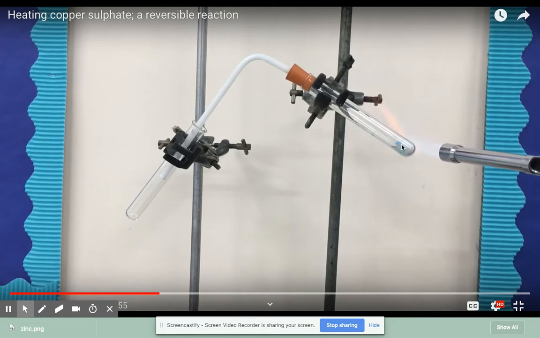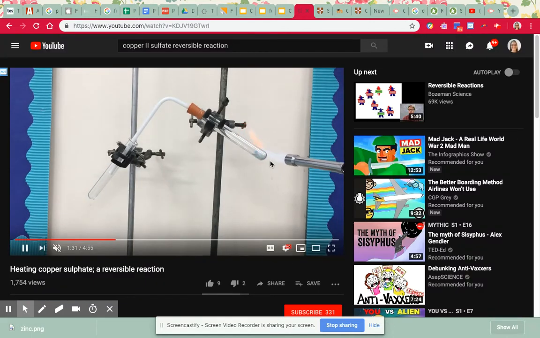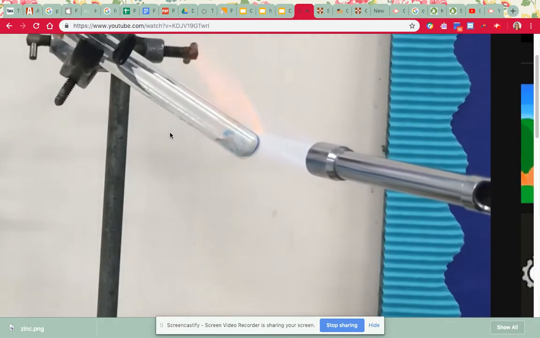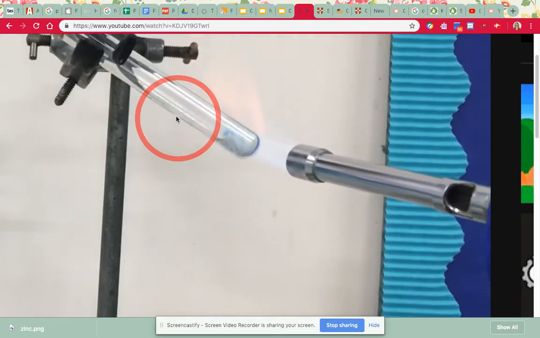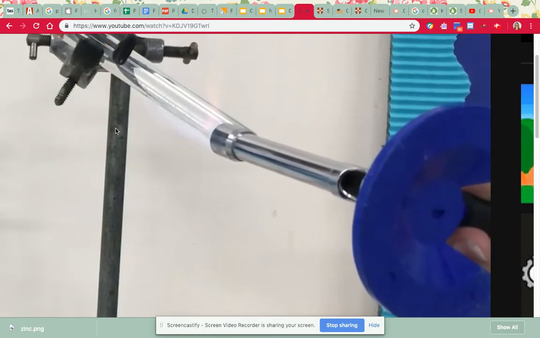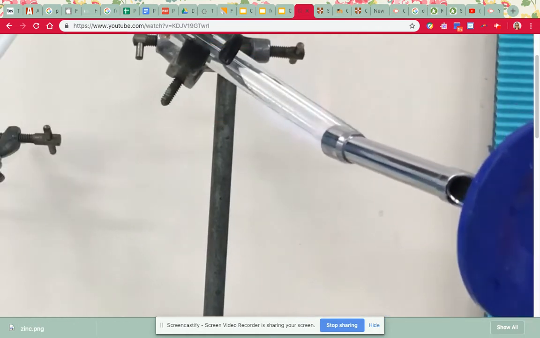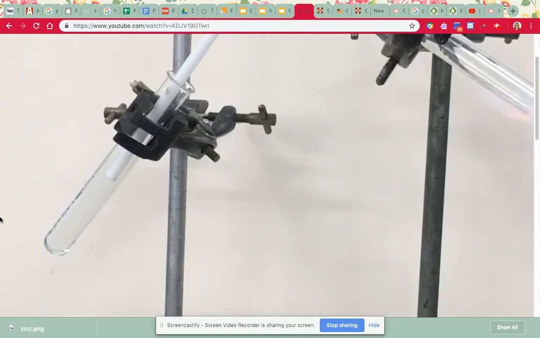Now, as we drive off the water, you can see that there is some water vapor here. And that water vapor is going up the tube and it is coming down here, and it is collecting in the delivery tube at the bottom. And that is why the color change is taking place.